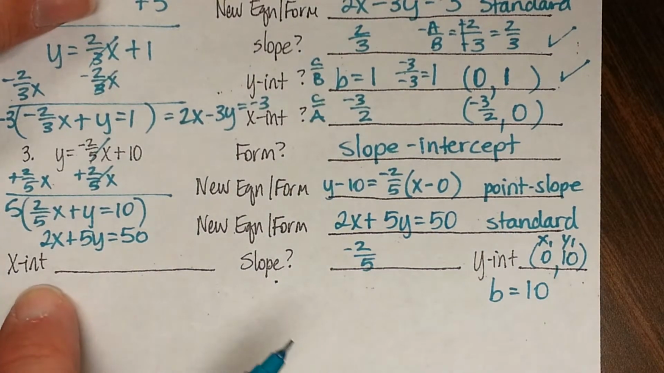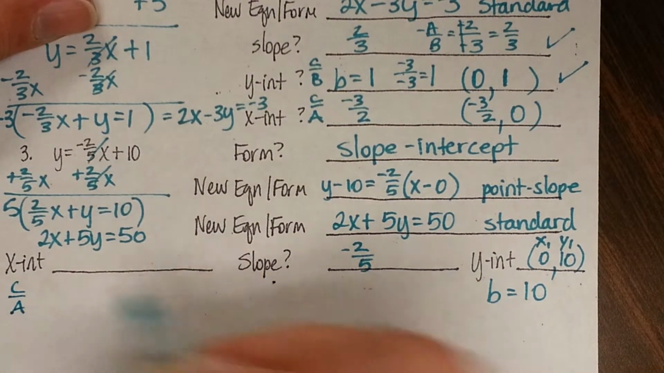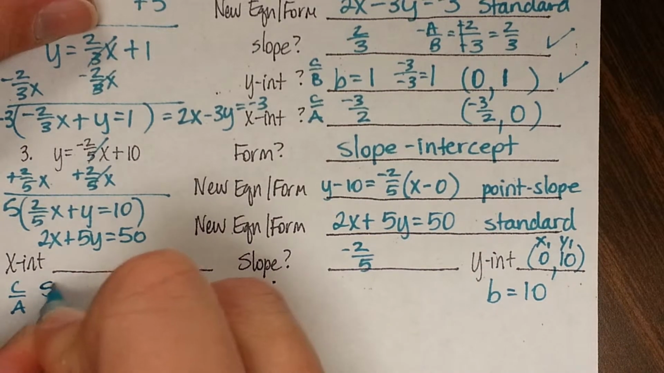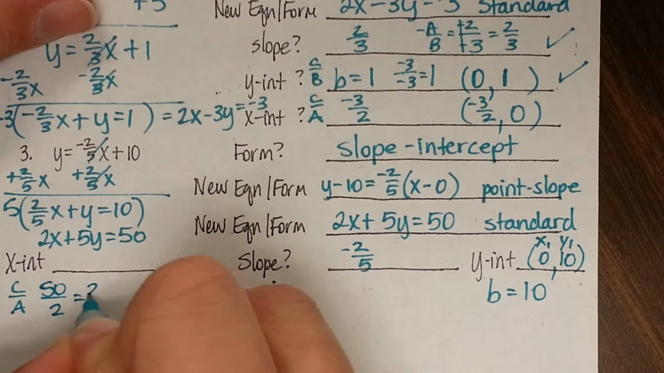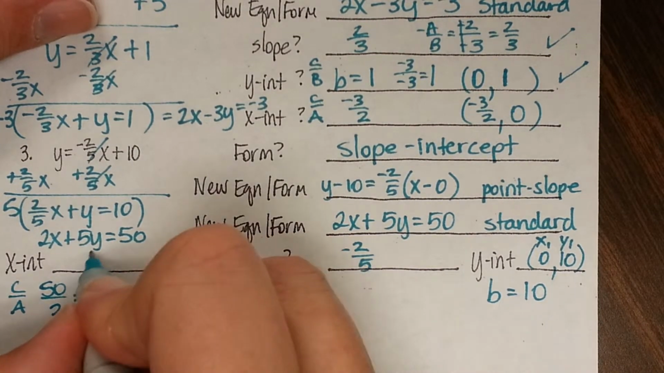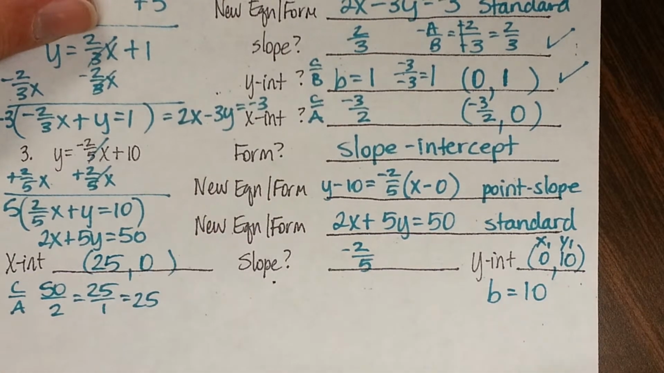Remember, it's very easy to find the x-intercept from standard form using our shortcut c over a. So our c is 50 and our a is 2. So we have 50 over 2, which reduces to 25 over 1, or just 25. Since it's an x-intercept, that means it has a y of 0. So our point would be 25, 0.